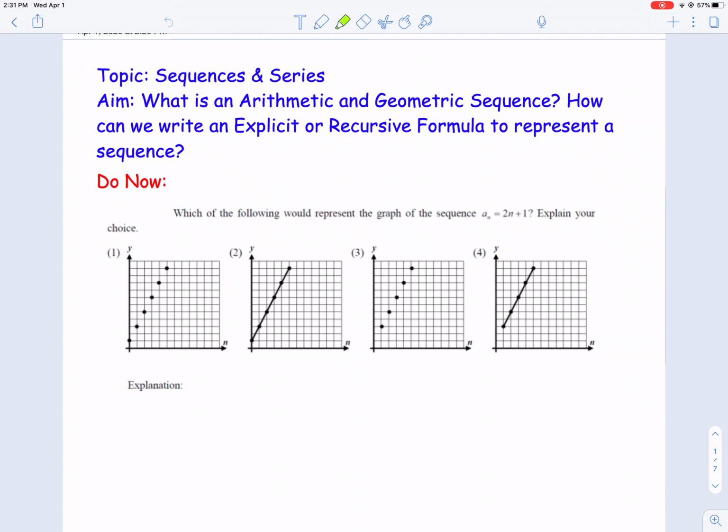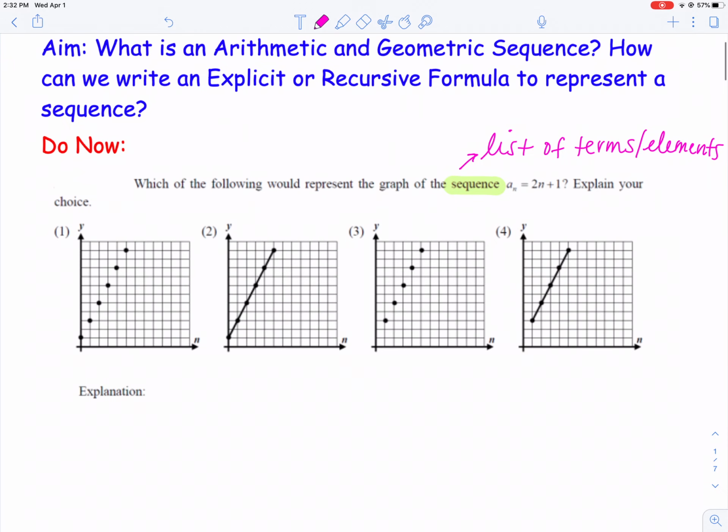So let me just give you a little keyword here immediately. Sequence. Okay, a sequence is pretty much just a list of terms or elements. So when they tell you a sub n, that's how you say that, a sub n equals 2n plus 1, I know most of you are going to immediately know that that 2 represents your slope and that 1 represents your y-intercept.